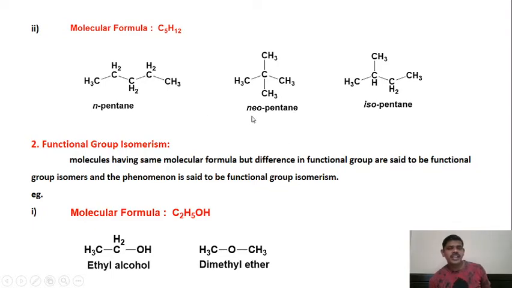Then the next example is neopentane. 3 plus 3 is 6, plus 3 is 9, plus 3 is 12. So 12 hydrogens are there. Now carbon: 1, 2, 3, 4 and 5. So 5 carbons are also there, but these two structures differ in their carbon chain skeleton. So these are chain isomers of one another. This carbon is centrally placed and then 4 carbons are placed in sp3 hybridization around this carbon.